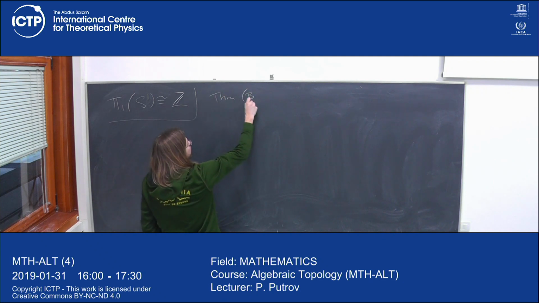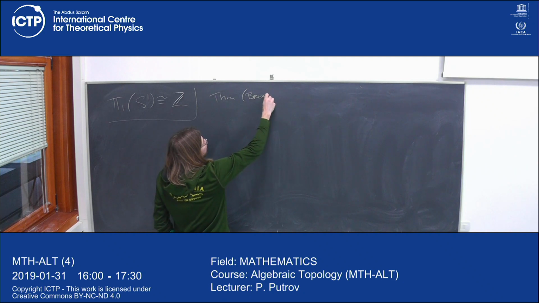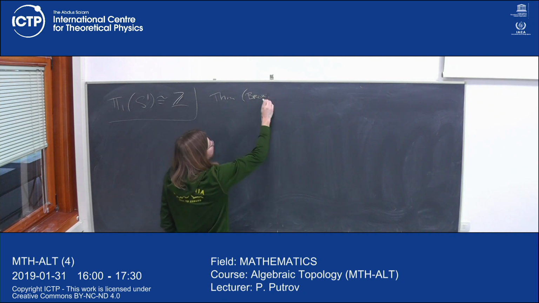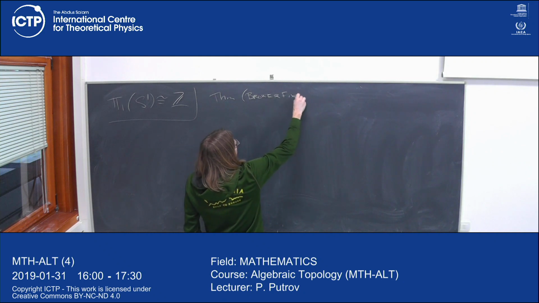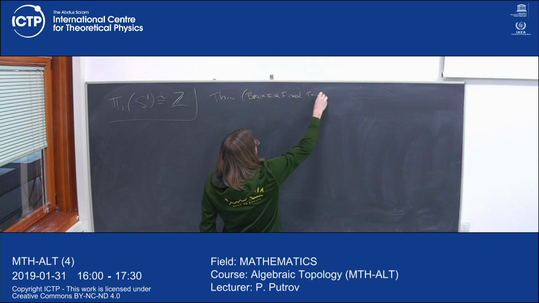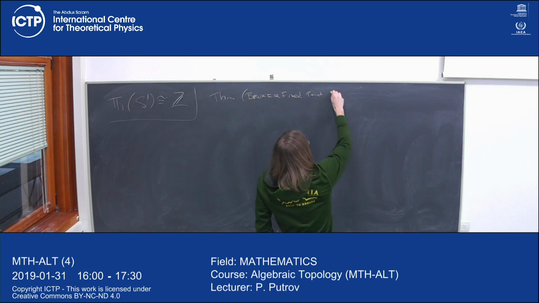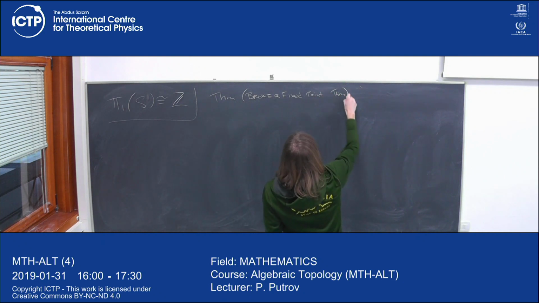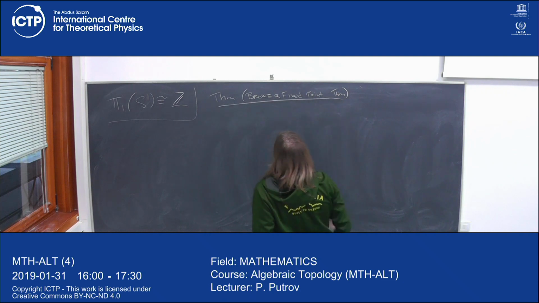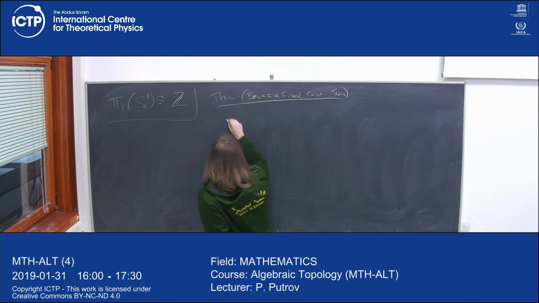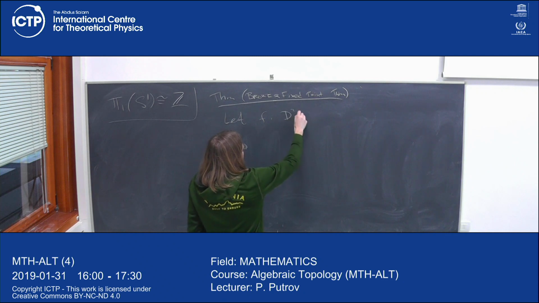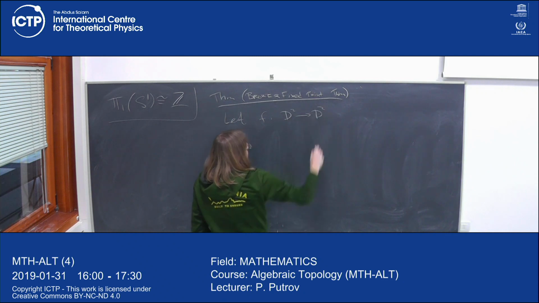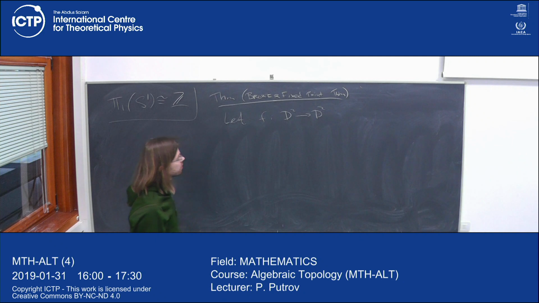called the Brouwer fixed point theorem. So the statement is the following. Let f be a continuous map from the disk to itself.